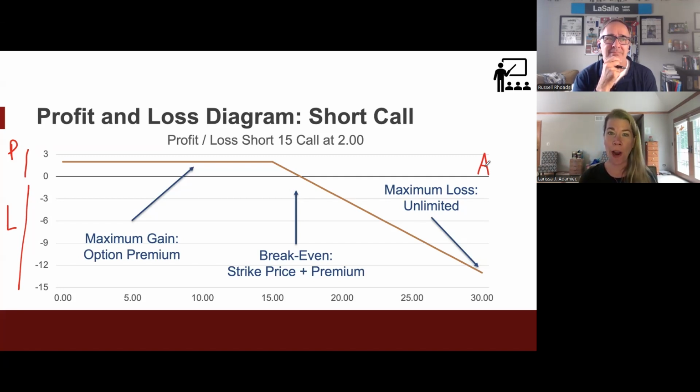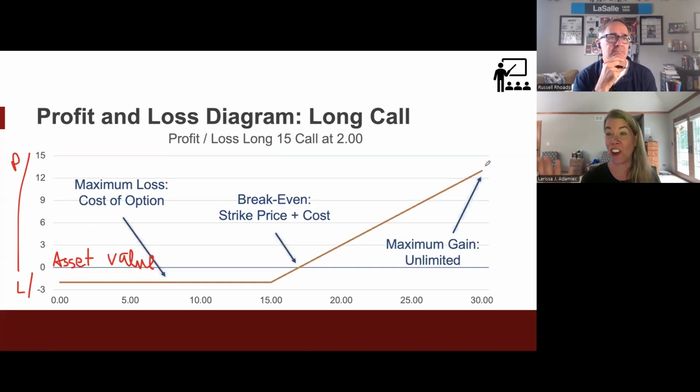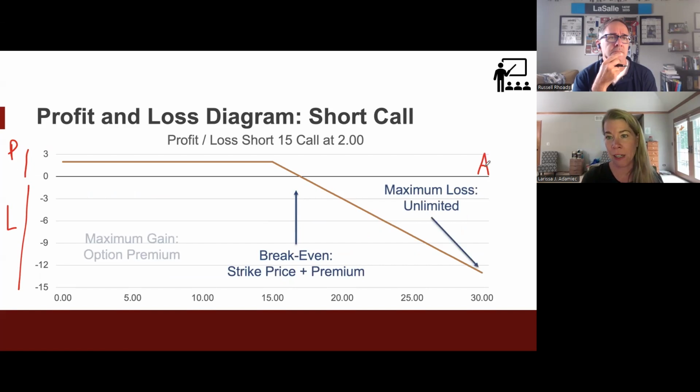A small point, if you were to put this position on and not have any other positions, it's considered naked. We don't really talk about being naked with the long call because that's just a bullish position. And we're not worried about it because we have a defined risk of $2 loss. But here, with that unlimited loss, we're in a very dangerous situation where you could have tremendous amounts of loss.